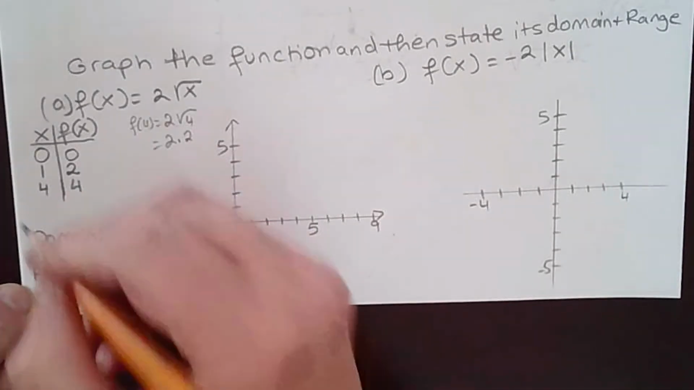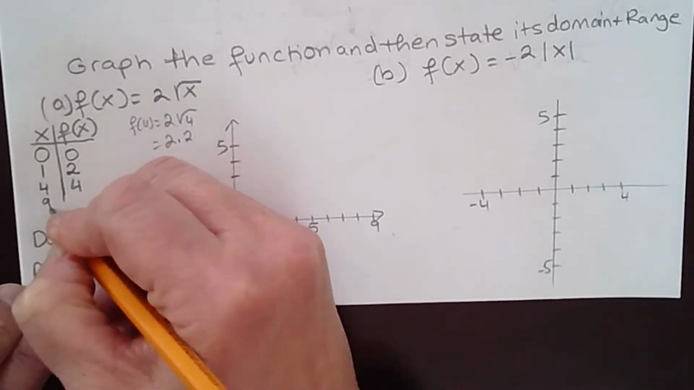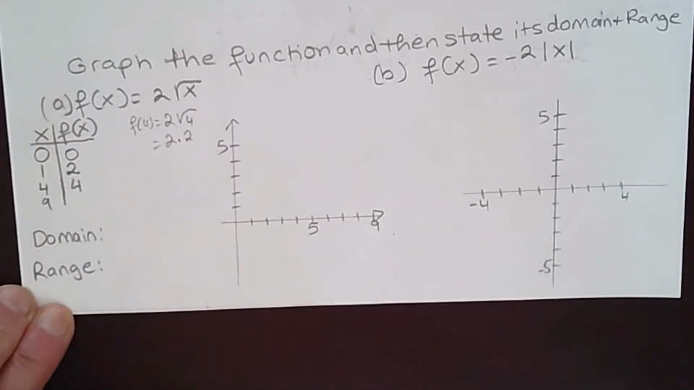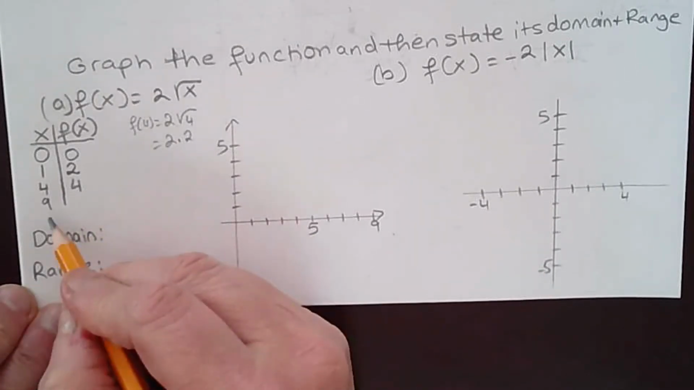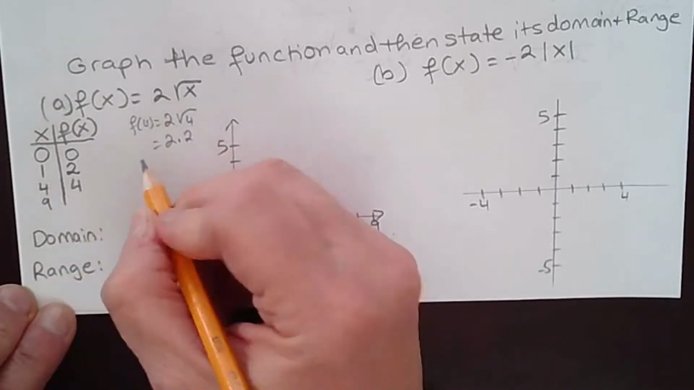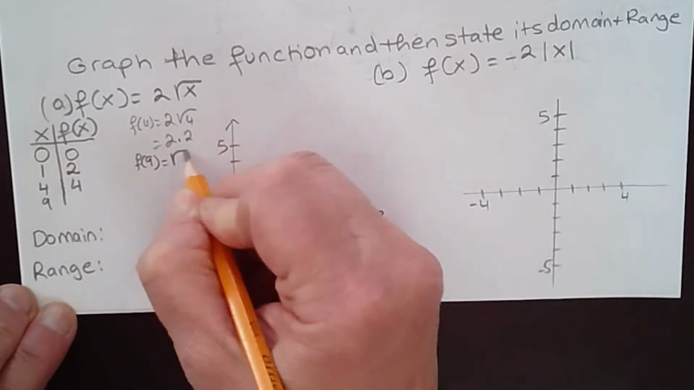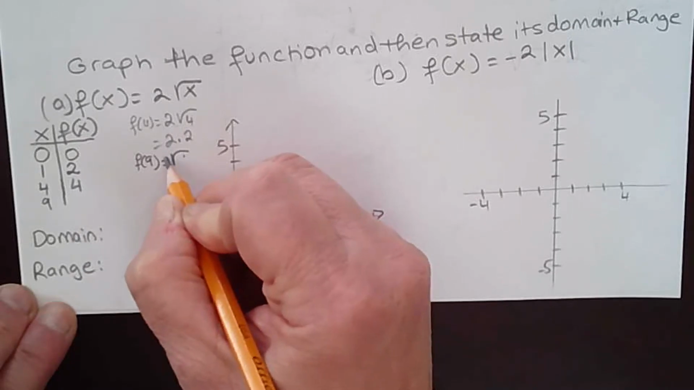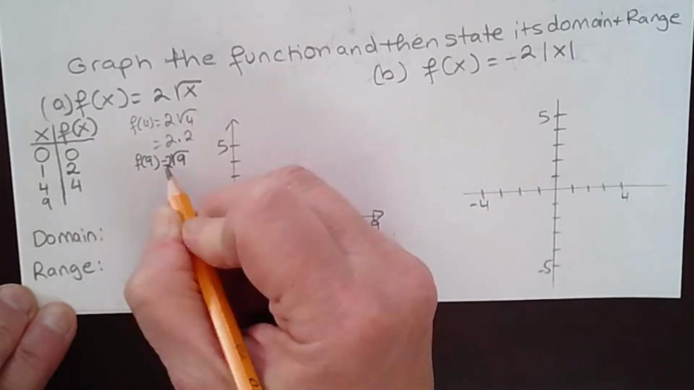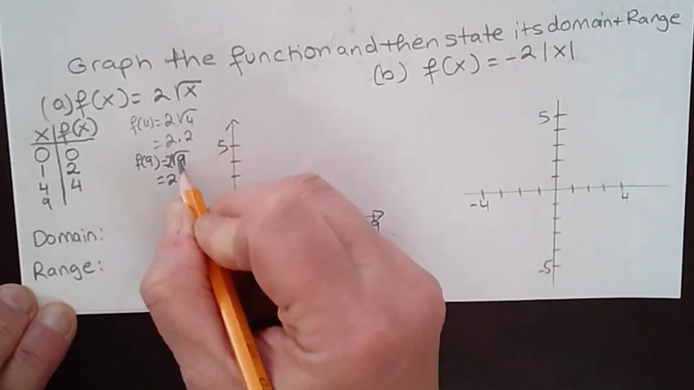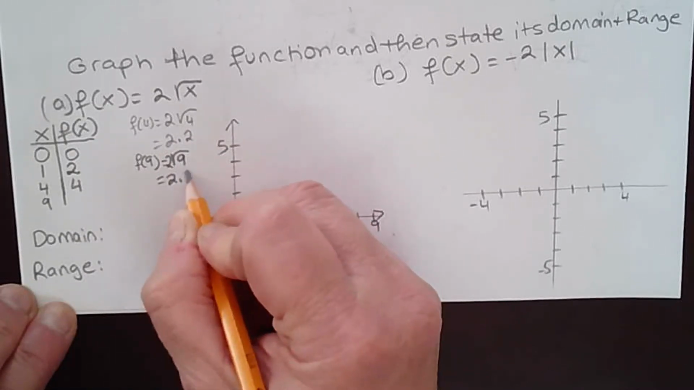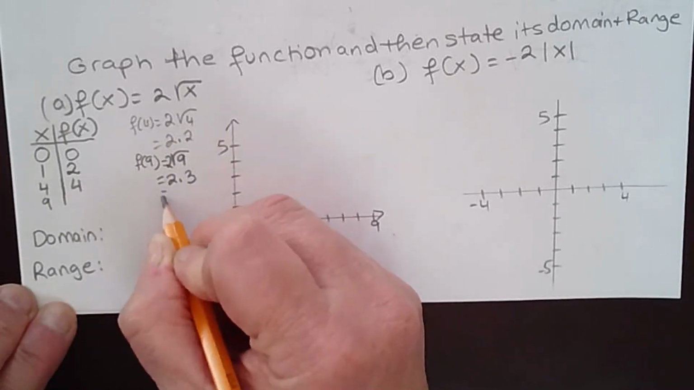We can choose one more value, that is 9, although it's a little bit large, but it's fine. I made space for it here. If we choose 9 for x, we're going to get f of 9 equals 2 square root of 9, which is 2 times the square root of 9, which is 3. So 3 times 2 is 6.